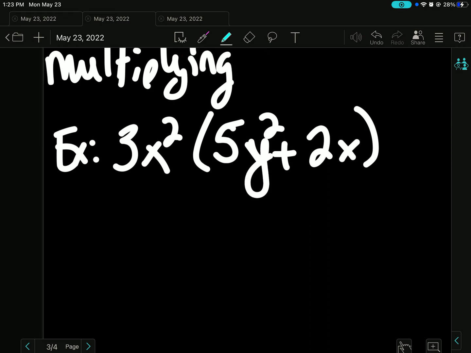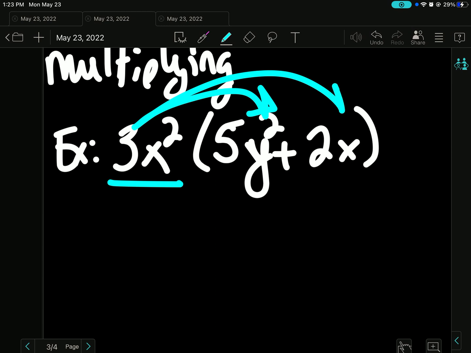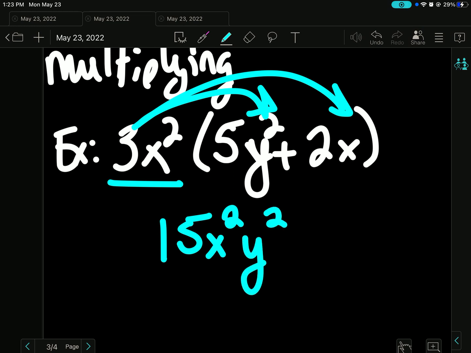Okay, now we could do the box method, which I'll show you in a minute, but if you don't want to do the box method, you can just distribute the 3x squared into here, and then the 3x squared into the 2x. So 3x squared times 5y squared, well, 3 times 5 is 15. There's no other x's to combine with, so I'm just going to bring the x squared along for the ride. There's no other y's to combine with, so I'm just going to bring the y squared along for the ride.